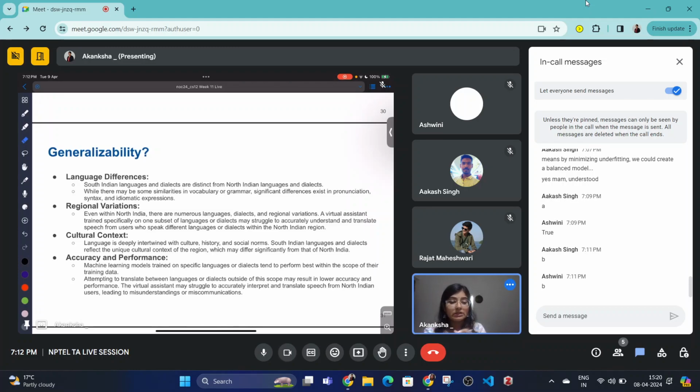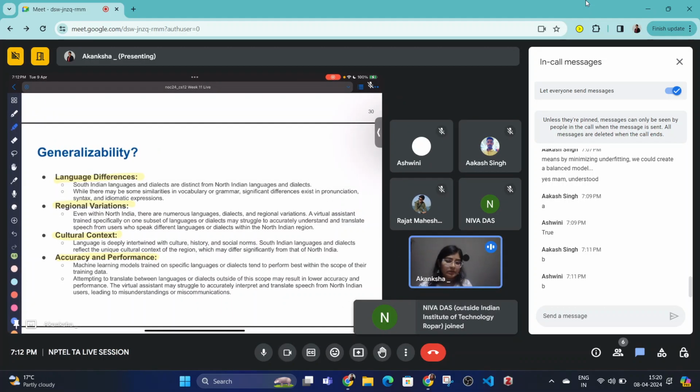Even if we are saying something, the meaning is the same, but the outcome, like okay, one sentence is the same, but then the meaning can be different in different languages. So we need to understand the context in that sense as well. Cultural context, regional variations will be there, dialects will be there, language differences will be there. Accuracy and performance, of course, will be very less. So attempting to translate between languages, and outside of this scope may result in lower accuracy and performance. They struggle to interpret and translate speech from North Indian users.